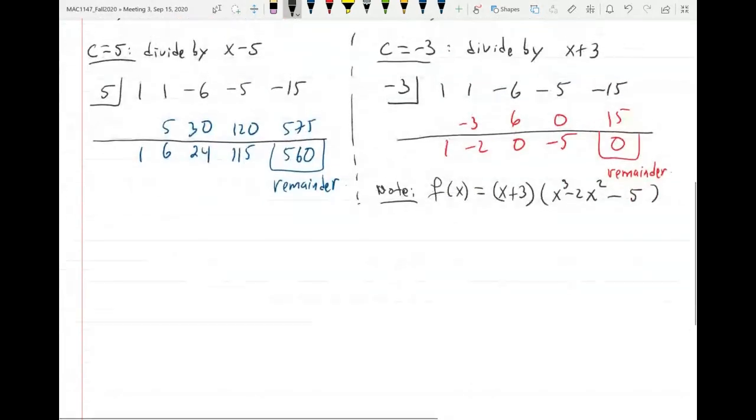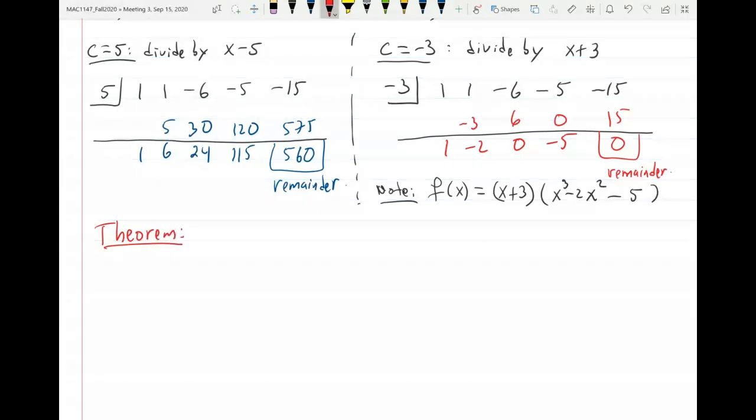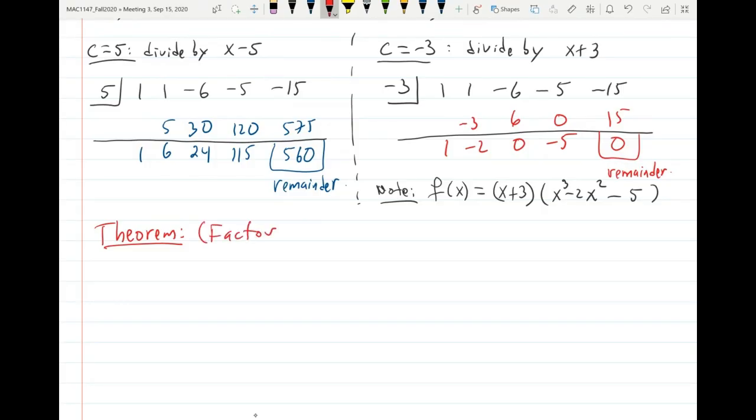Let me write down the factor theorem. Again, it goes hand in hand with the remainder theorem. So factor theorem, and I'm not sure I'm going to be writing the words too much, but if I have to, I'm going to write FT for that. Okay. All right.